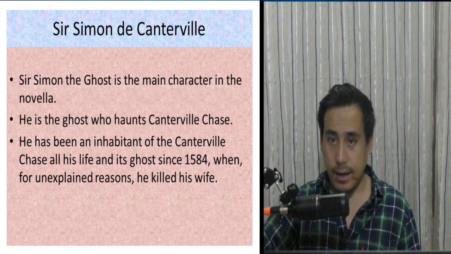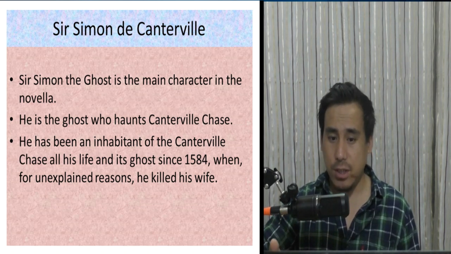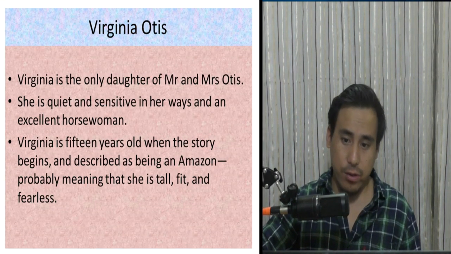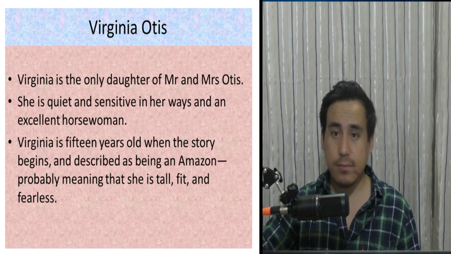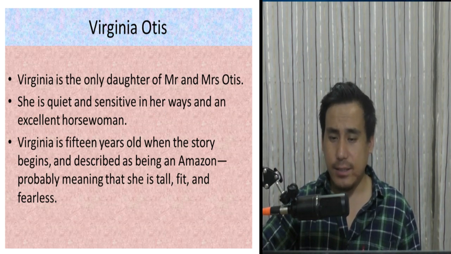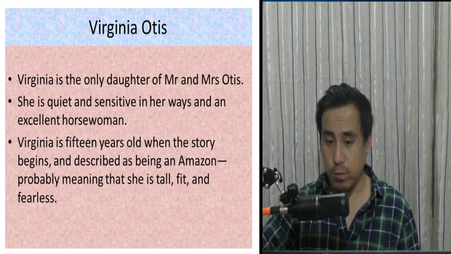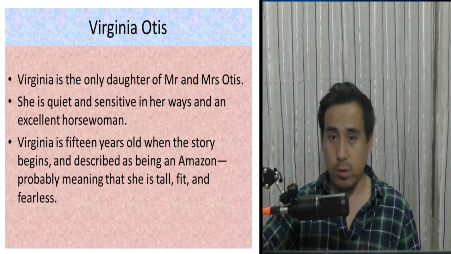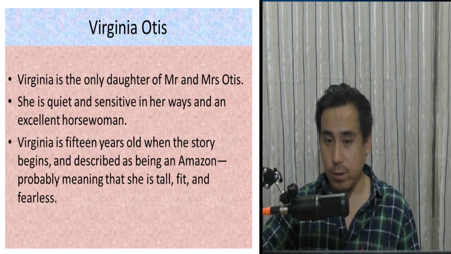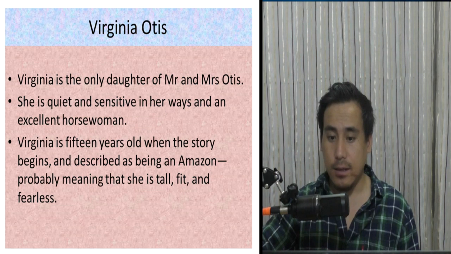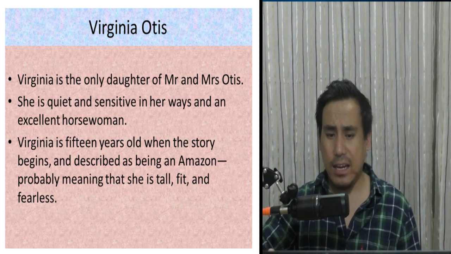And then again, a quick recap: Virginia Otis. She's the only daughter of Mr. and Mrs. Otis. She is quiet and sensitive in her ways, and an excellent horsewoman, who is also called the Amazon. Virginia is 15 years old when the story begins and is described as an Amazon, reason being probably meaning she is tall, fit, and fearless.